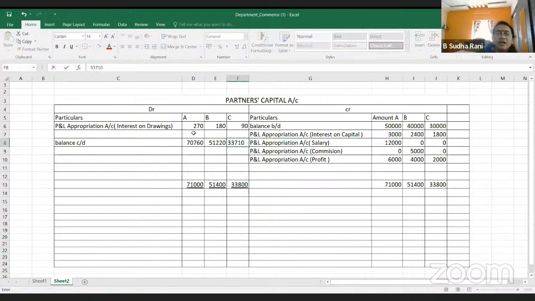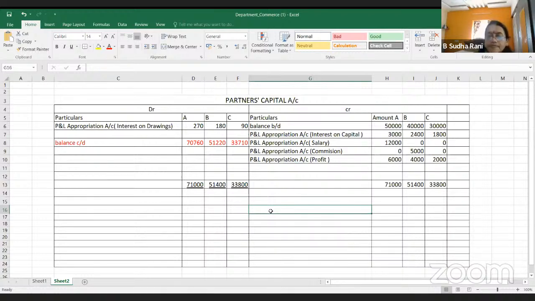So this is the answer which you found after doing the P&L appropriation account, by preparing the partners' capital account. Understood? So in the partners' capital account, what all comes? On the credit side, whatever transactions increase the partner's balance, we take on the credit side. Whatever transactions decrease the partner's capital balance, we take on the debit side.